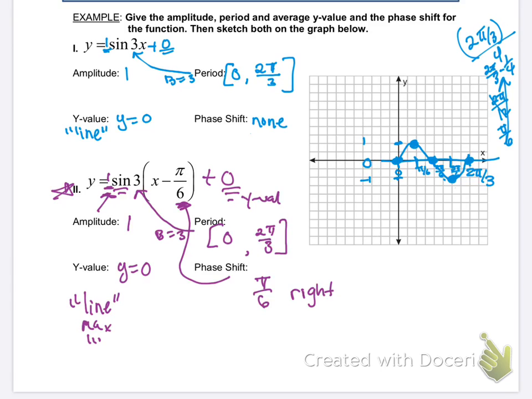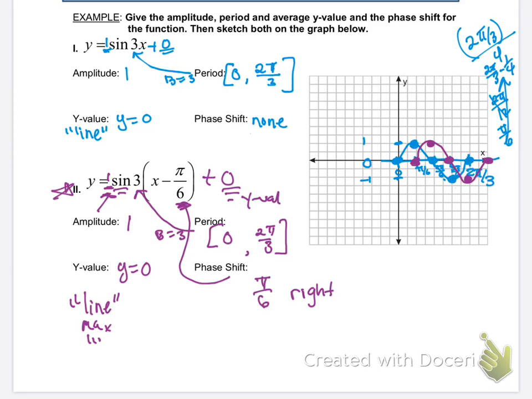But this time, your first dot is going to go at pi over 6. So line, max, line, min, line. Right? So it's the exact same as the blue sine graph. I just shifted it to the right. So think of it as like a copy-paste kind of deal. Then you're just shifting it to the right.